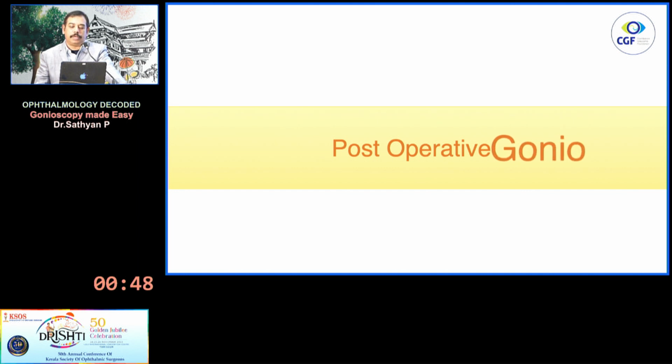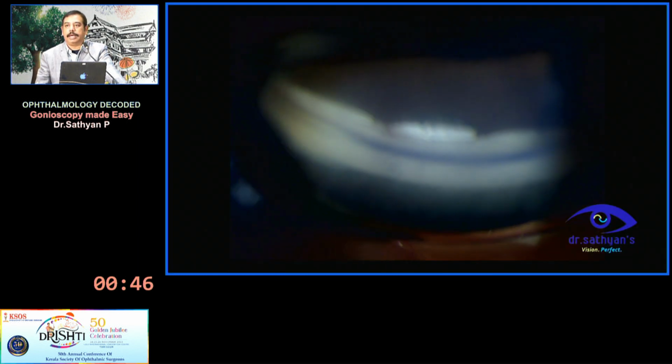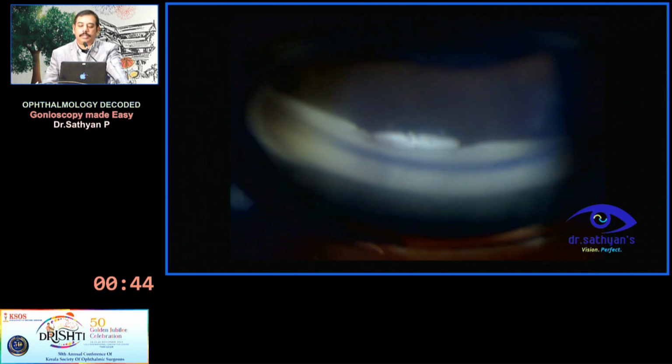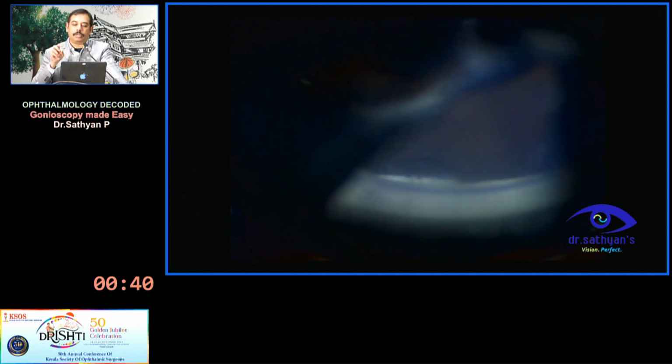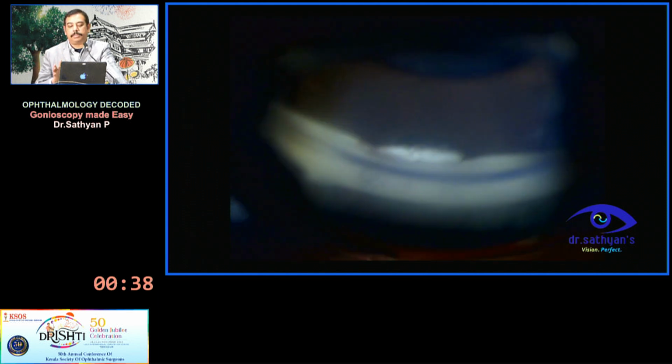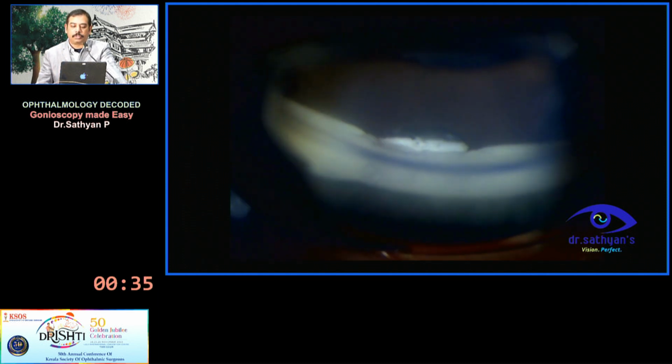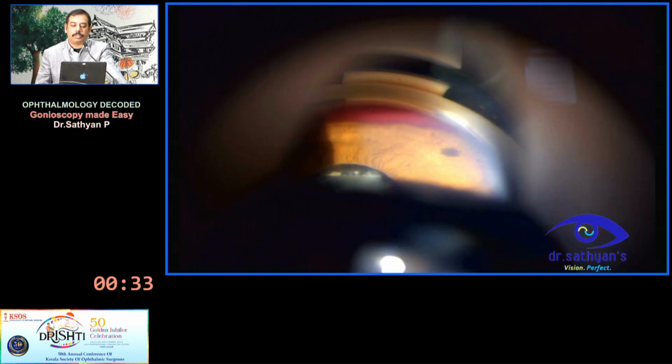In post-operative conditions, the gonioscopy is again very, very useful. You can see this is the ostium, you can see the two pillars of iris which are coming into the ostium, clogging it, but not completely clogging the ostium, so it is quite useful for you to understand what is going on over there.